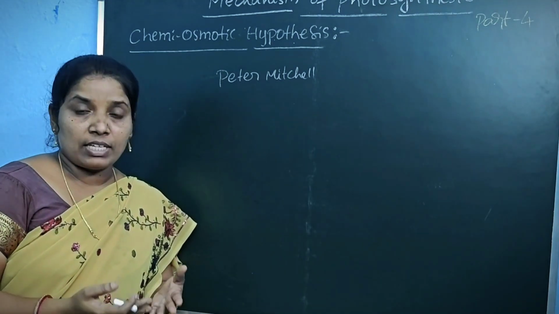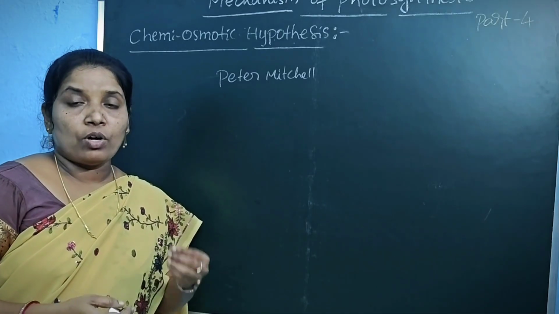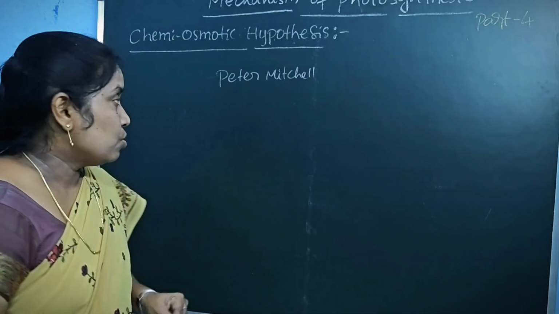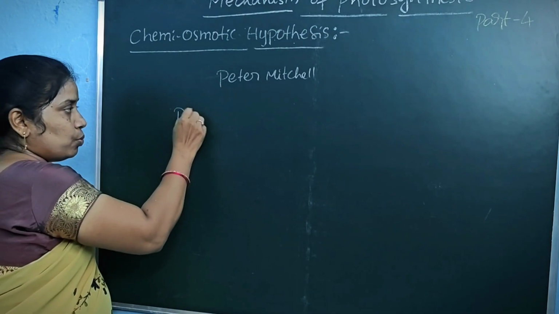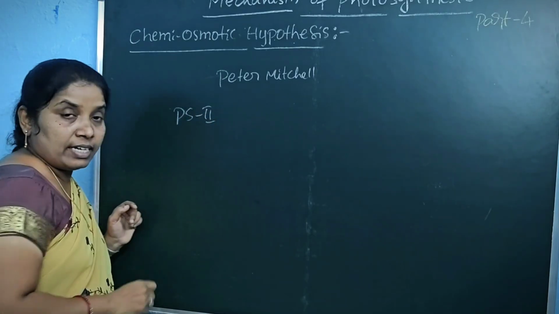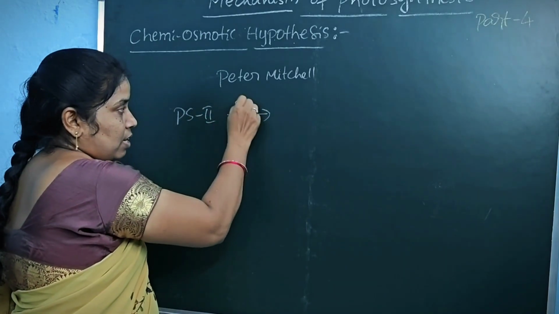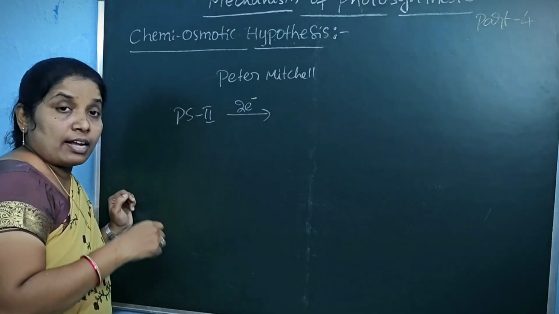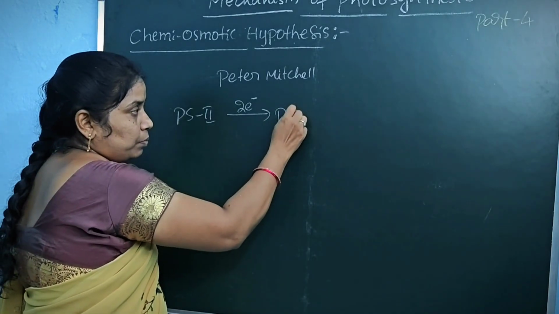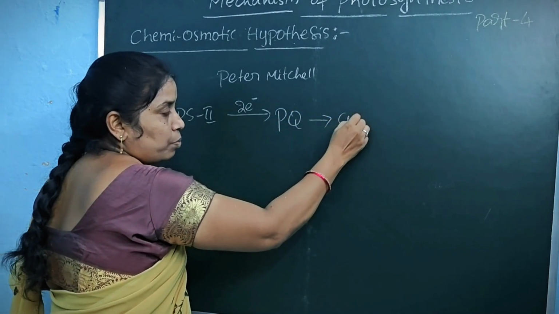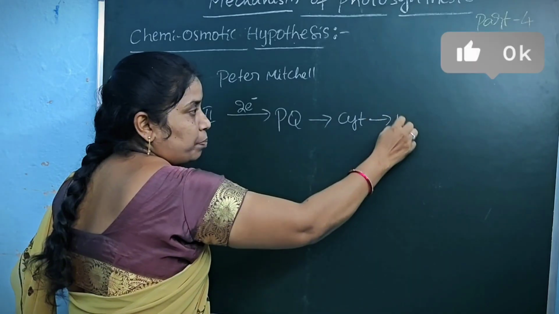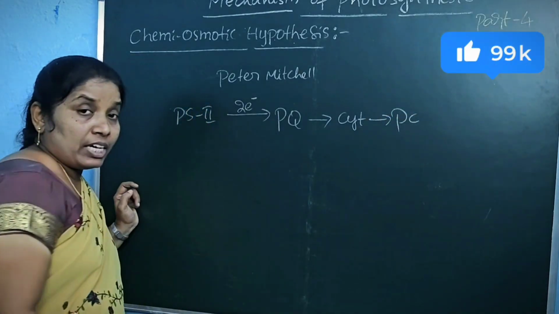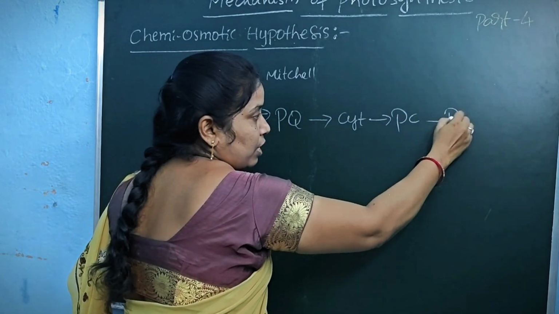Let's see what actually happens in the non-cyclic electron transport. When light falls on PS2, it gets excited. It releases two electrons. They are transported to plastoquinone and then to the cytochrome complex and then to plastocyanin. Finally, they reach PS1.